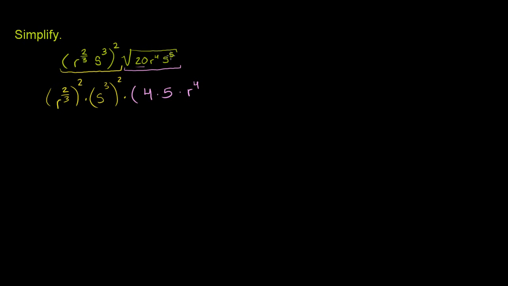Now let me write s to the fifth also as a product of a perfect square and a non-perfect square. R to the fourth is obviously a perfect square. Its square root is r squared. But let's write s to the fifth in a similar way. So s to the fifth we can rewrite as s to the fourth times s, right? S to the fourth times s to the first, that is s to the fifth. And of course, all of this has to be raised to the 1/2 power.